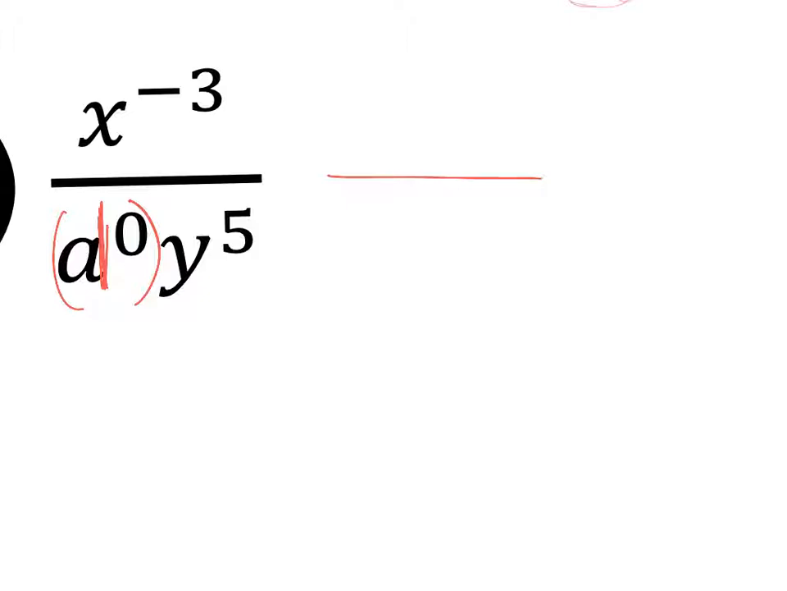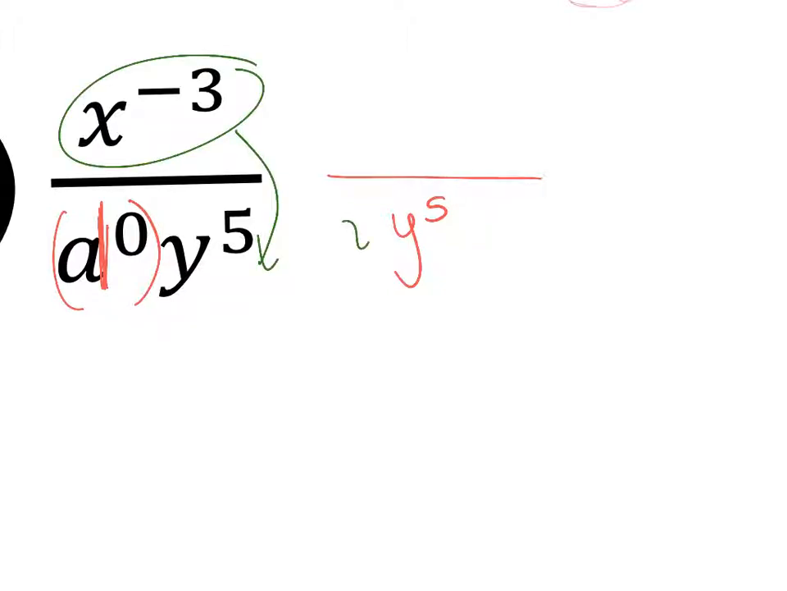And 1 times y to the 5 is just y to the 5. And the y has a positive exponent. So Mr. Y, you're good where you are. The x, however, that's on top, has a negative exponent. I am going to need to relocate it to the bottom bunk to make it positive. Now, I have to put something on top so that it appears to be a fraction. It's 1 over. So the entire expression is now 1 over x cubed y fifth.